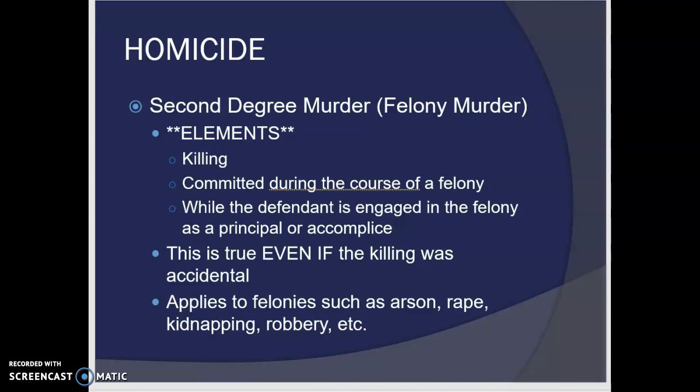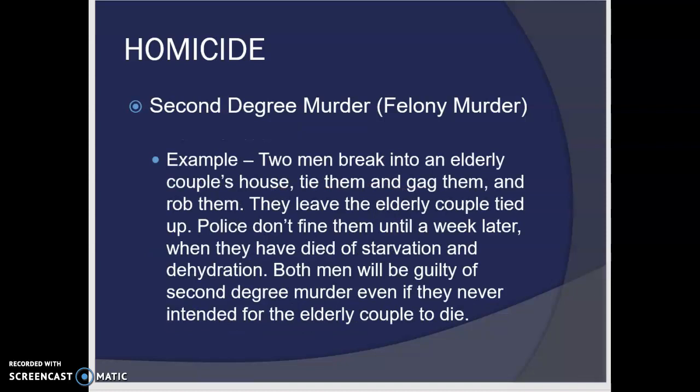So felony murder is really a rule that is created as a deterrent. We do not want people to commit these felonies. So as a result, we're going to make the punishment really, really high. And if someone dies while you're committing this felony, you're going to be on the hook for a pretty serious crime. Guys, this is an example, and this is actually based on a real case.